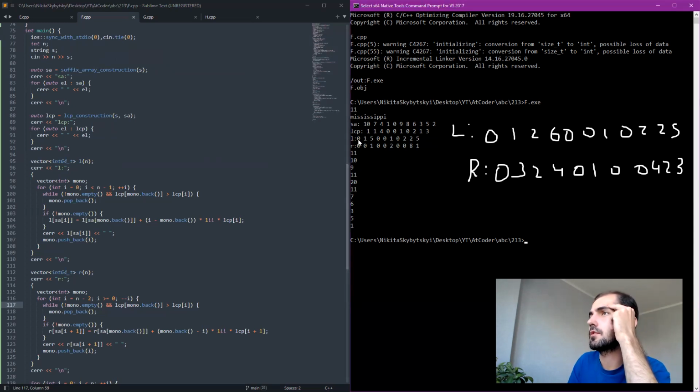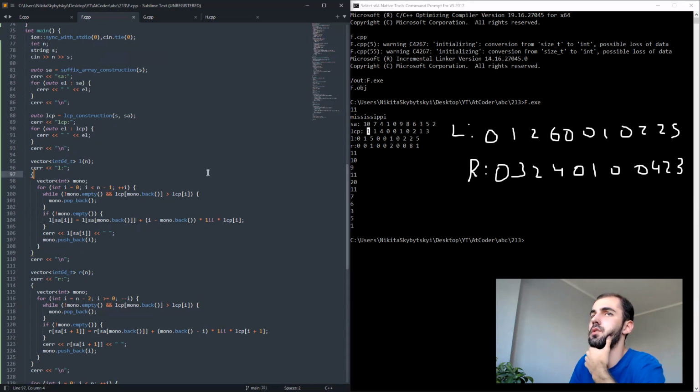So 1, 0 is skipped. So these are one less than they should be. But everything else is technically correct. Why are they one less than they should be? Because they don't count the first one? Why don't they count the first one? They clearly just didn't count the first one, right?